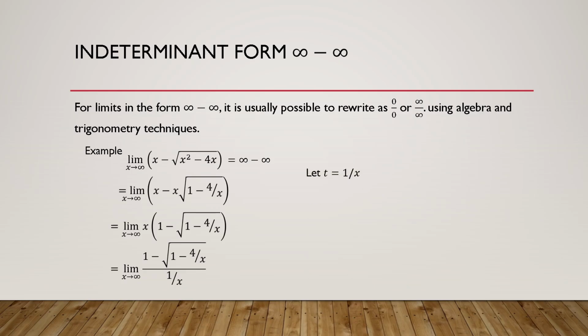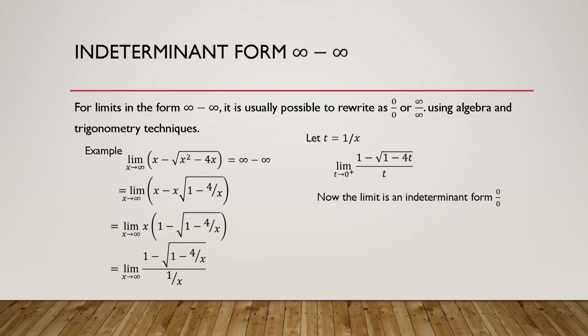To simplify our limit, let t equal 1 over x. Now the limit can be rewritten as 1 minus the square root of 1 minus 4t, over t, as t approaches 0 from the right. Now the limit is in the indeterminate form 0 over 0.